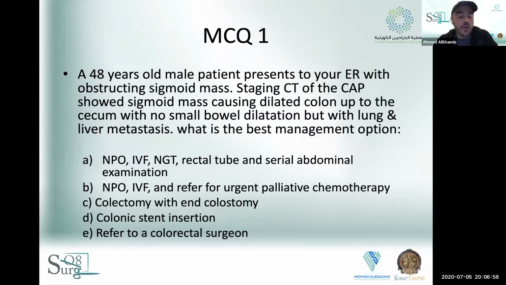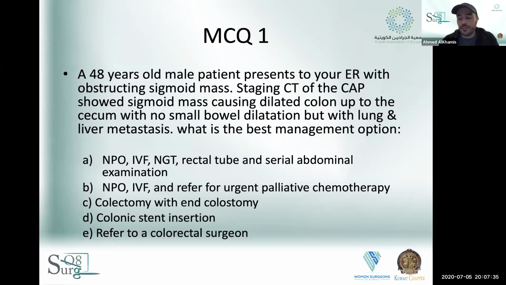Do you go with NPO, IV fluid, nasogastric tube decompression, and rectal decompression with serial abdominal exams, and make a decision later? Do you go with NPO, IV fluid, and refer for urgent palliative care since he has metastasis? Do you do a colectomy and end colostomy? Do you call your gastroenterology colleague and put in a colonic stent? Or do you refer to me? Obviously, I'm happy to take any case as long as the patient's stable, so I will always give you this option. And I don't think it's the wrong answer, just to give you a little heads up in terms of choosing the right or the wrong answer, okay?